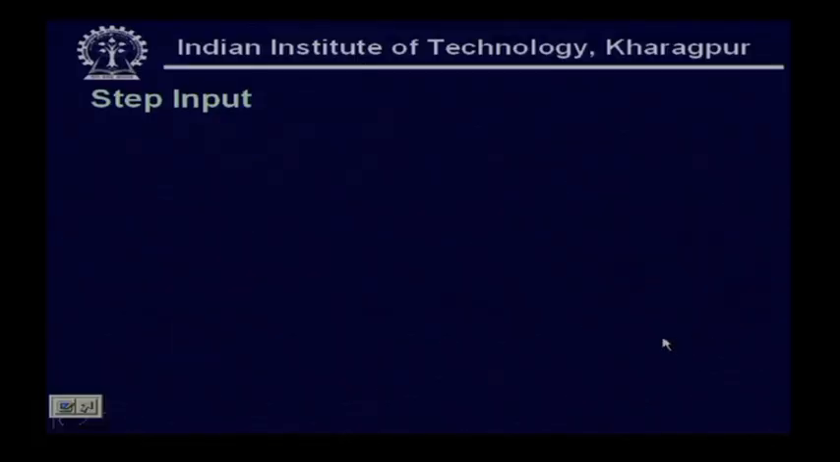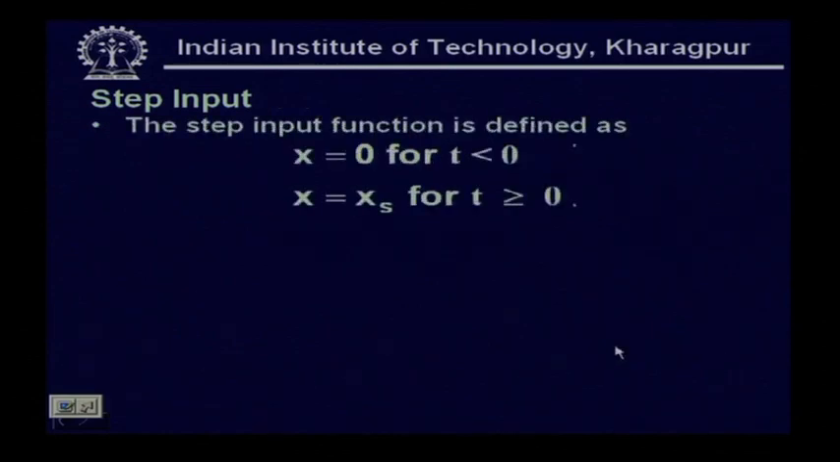Now we will slowly consider the inputs one by one. First I consider the step input. Step input is very common in systems, especially in electrical systems. Step input function is defined as x equal to 0 for t less than 0 and x equal to x s for t greater than or equal to 0. This is equation number 2. This set of equations is necessary to solve the differential equations, right.